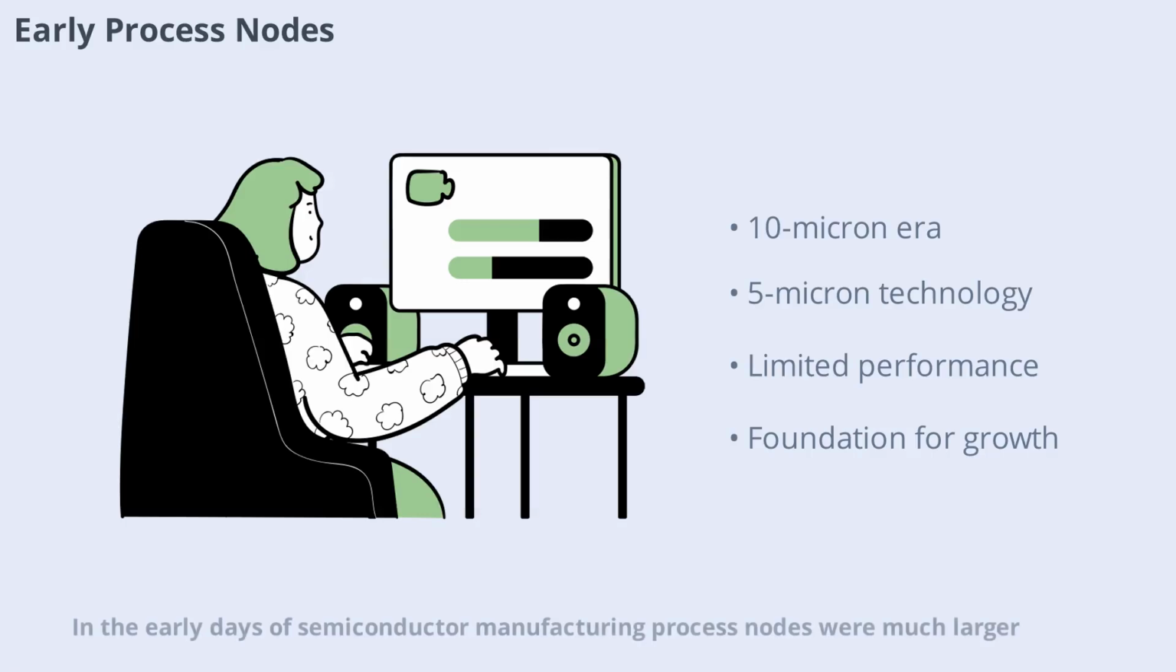In the early days of semiconductor manufacturing, process nodes were much larger. Chips were made using 10-micron and 5-micron technologies, which limited the number of transistors and the overall performance. These early nodes laid the foundation for the industry, setting the stage for rapid advancements. As manufacturing techniques improved, the industry quickly moved to smaller nodes, unlocking new possibilities for computing power.